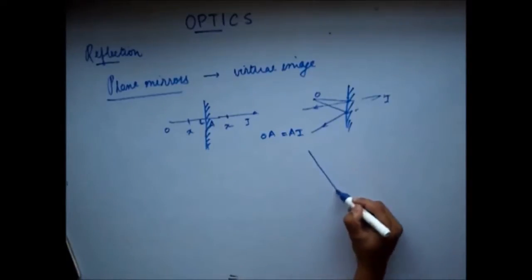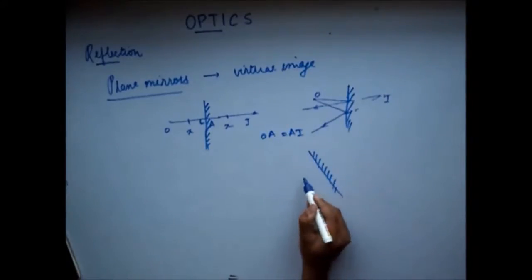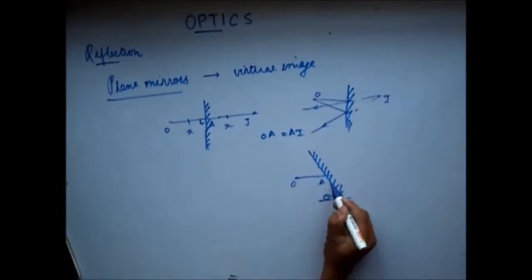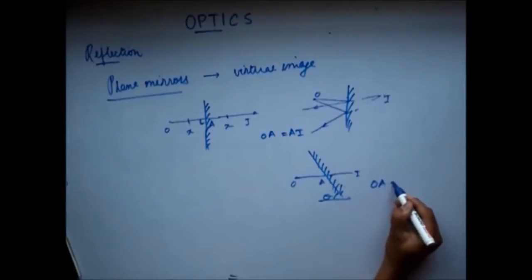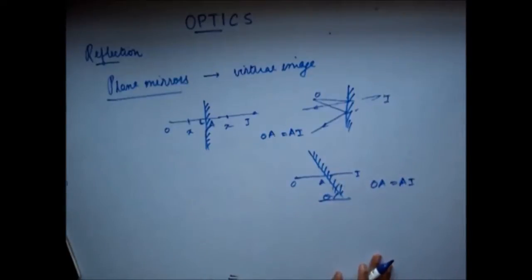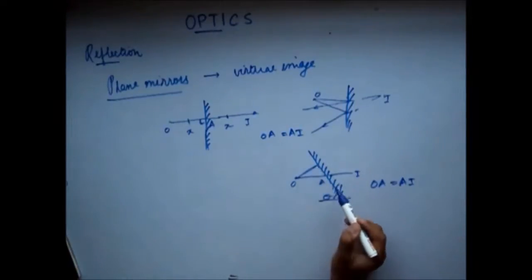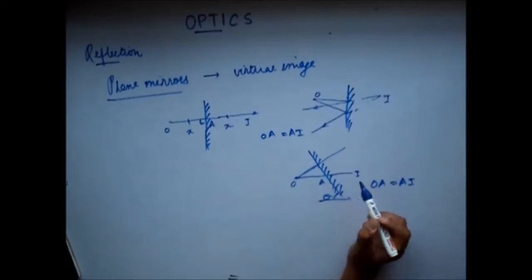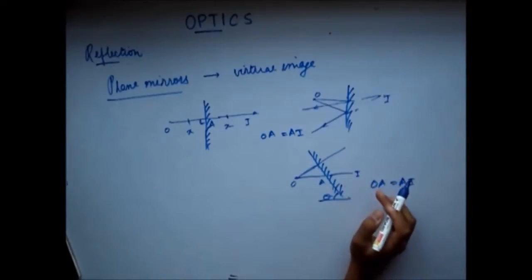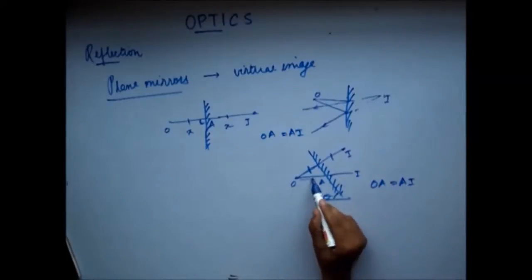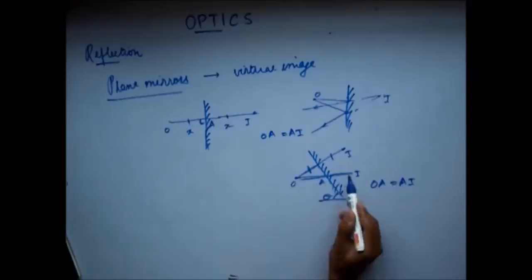So if I say that this is my mirror and the mirror is tilted at an angle theta, and this is O, this is A, this is I. So can I write OA is equal to AI in this case? The answer is no, because as I said, we need to consider the perpendicular distance. So I can say that if this is the image, this distance is equal to this distance. But here in this case, since this is not perpendicular, I can't write OA is equal to AI.